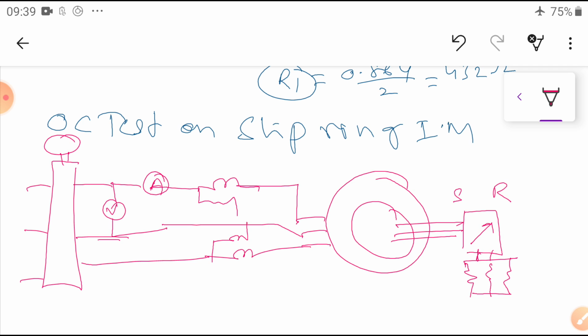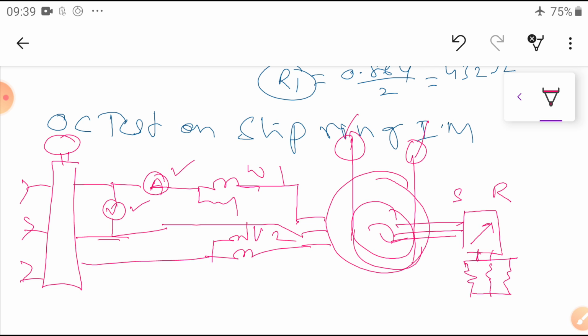In the OC test, the belt should be loose and free to rotate. Apply the rated voltage, then the rotor will rotate at normal speed. Then take the voltmeter reading, ammeter reading, W1 and W2. These are the steps for taking the readings, so we get the OC test.